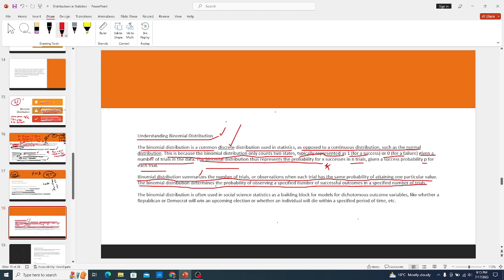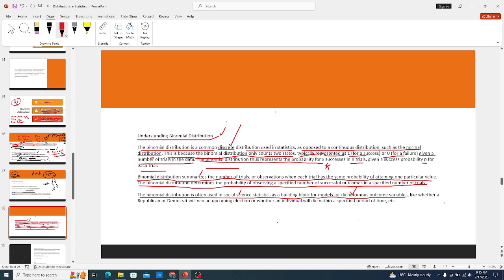Number of trials. The binomial distribution is often used in social science statistics. It's a building block for models for dichotomous outcome variables. These are some of the applications of the binomial distribution. It happens when we have dichotomous, meaning di, two, like we have two possible outcomes.